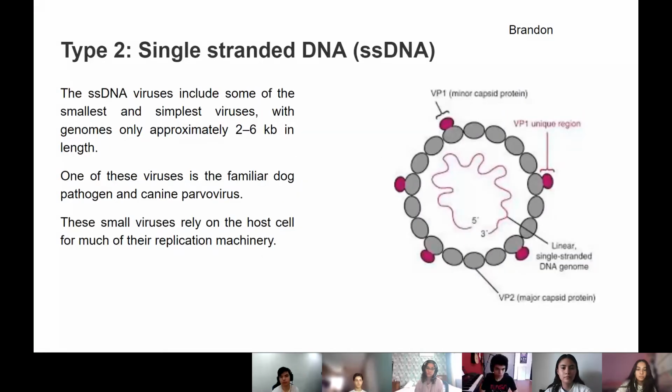Type 2: single-stranded DNA. The ssDNA viruses include some of the smallest and simplest viruses, with genomes only approximately 2 to 6 kb in length. One of these viruses is the familiar dog pathogen, the canine parvovirus. These small viruses rely on the host cell for much of their replication machinery.